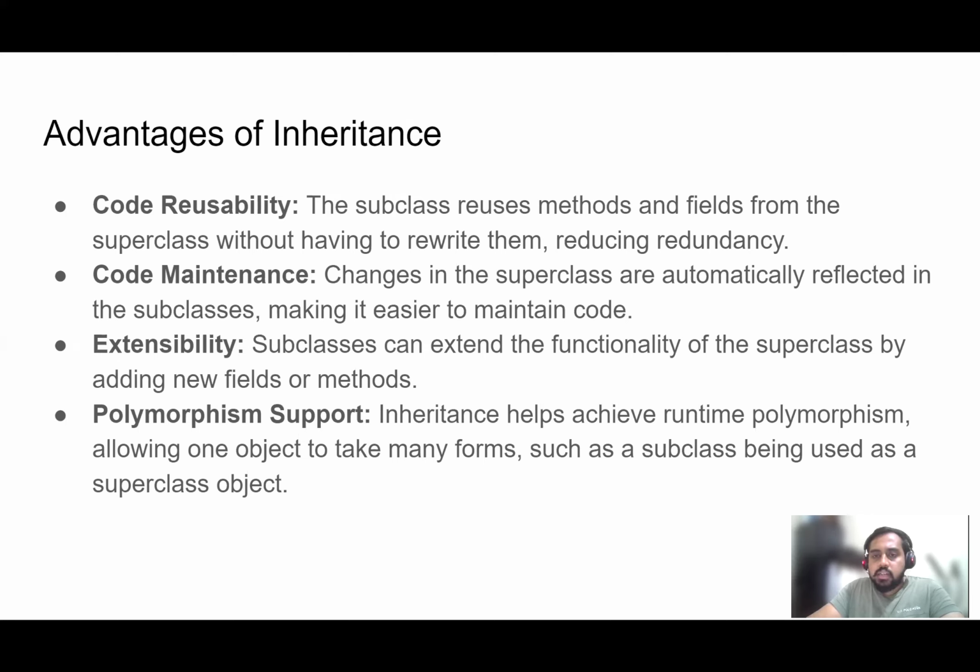So again and again in each class, there is no need to write code for this. If in our parent class animal you write the eat or sleep functionality, we can extend it in all the animal classes. This supports code reusability. The subclasses reuse methods and fields from the superclass without having to rewrite them. Therefore, it reduces redundancy, right?